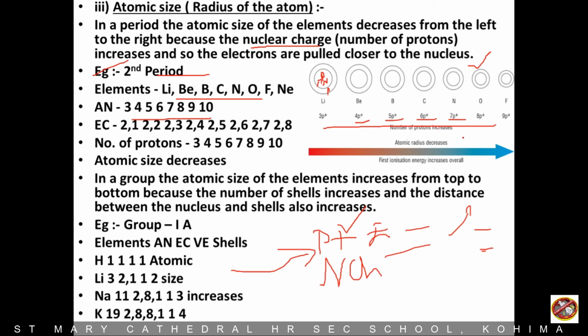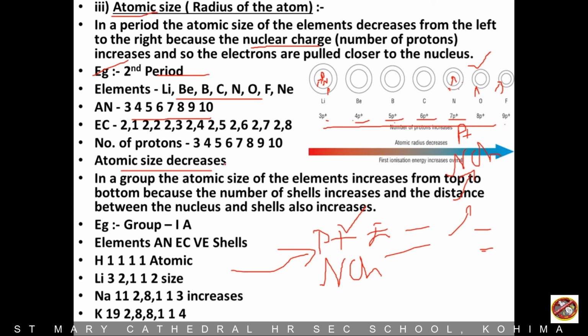Why? Again, when the number of protons increases, like 3, 4, 5, 6, 7, 8, 9, the nuclear charge becomes stronger. Once they become stronger, they get the tendency to pull the electrons in the shells closer to them. So when the shells are pulled closer to them, it will become smaller and smaller. That is how this atomic size works. You have seen it from the example already. Now the atomic size decreases from left to right.